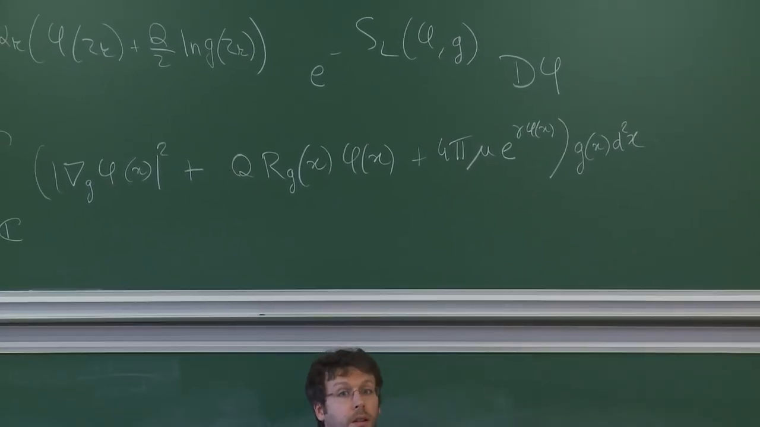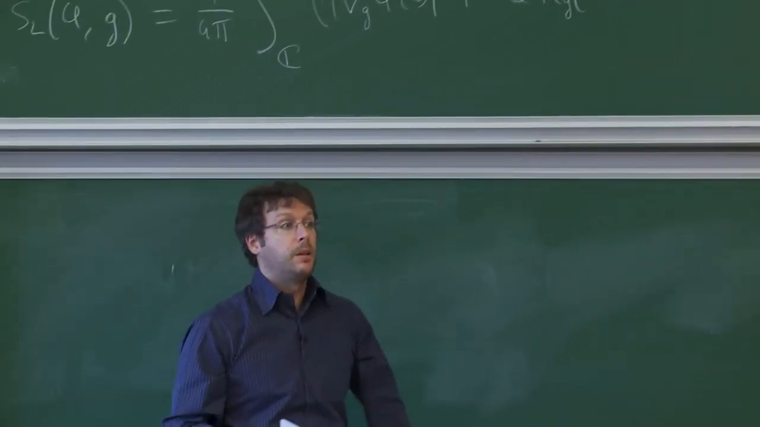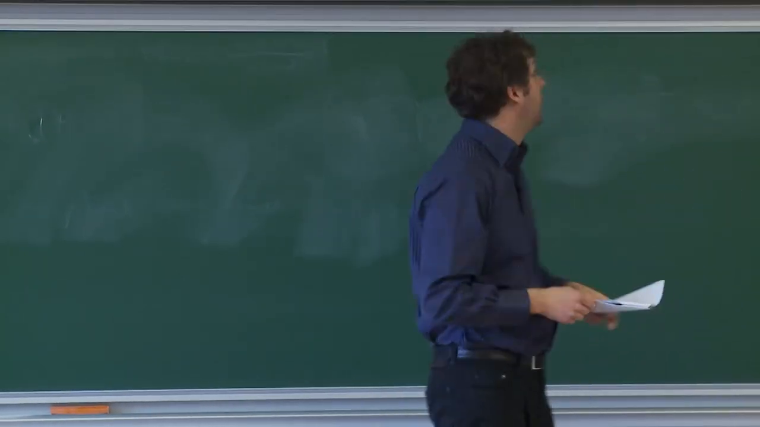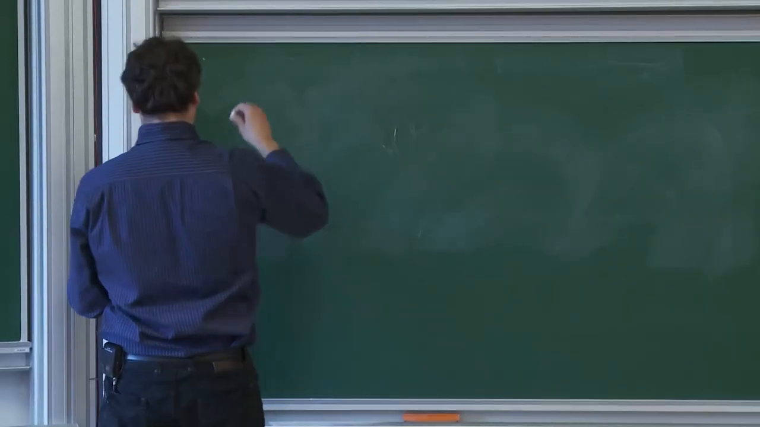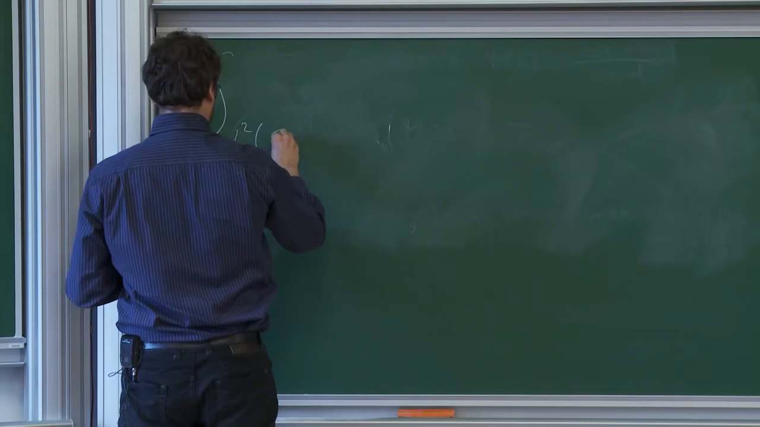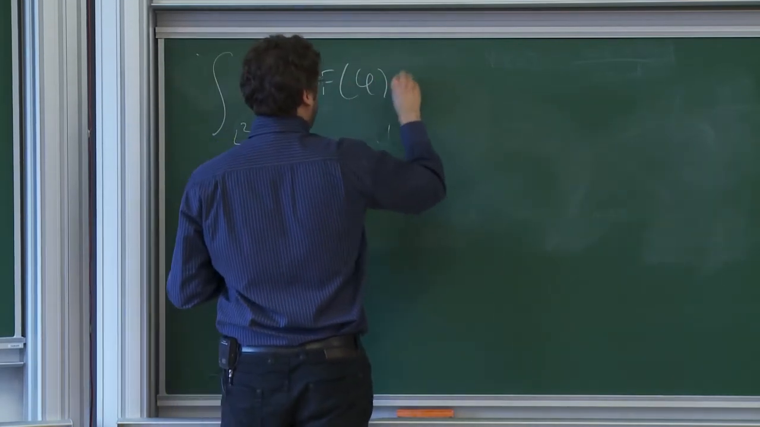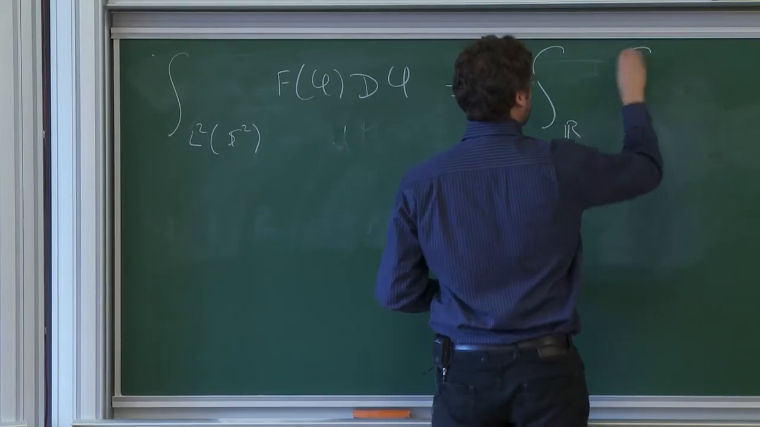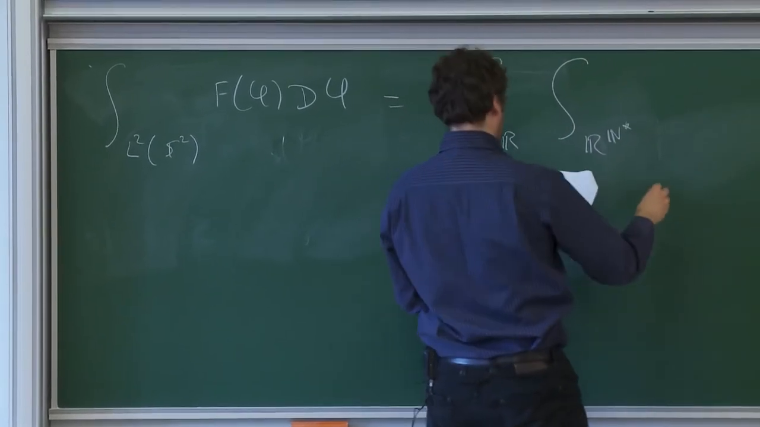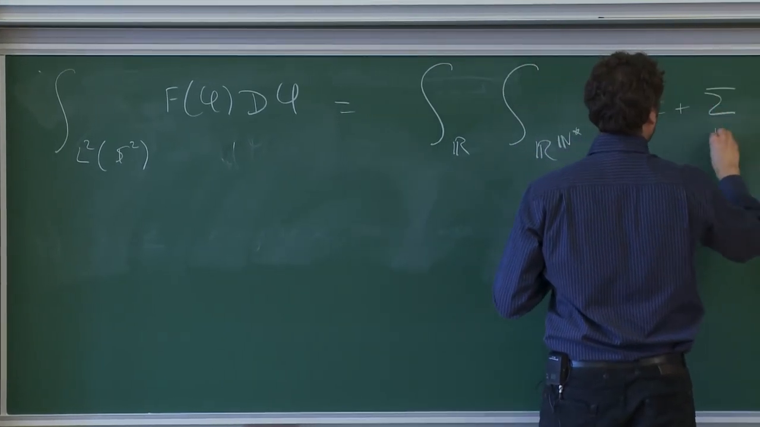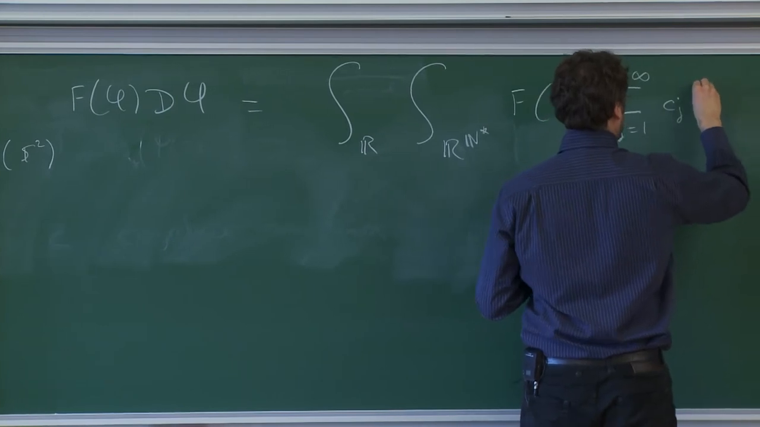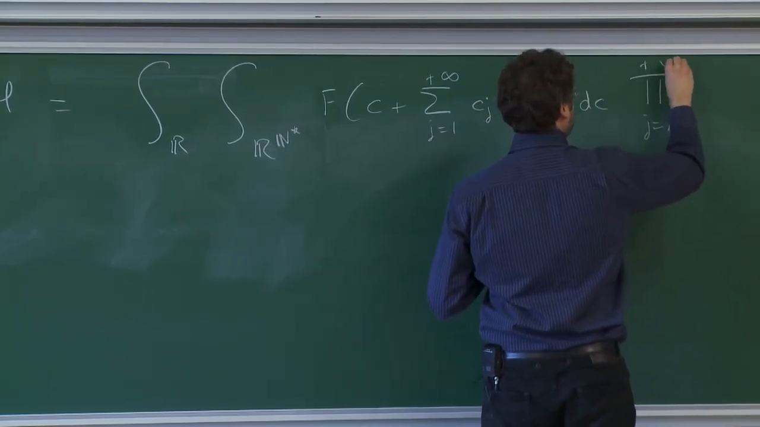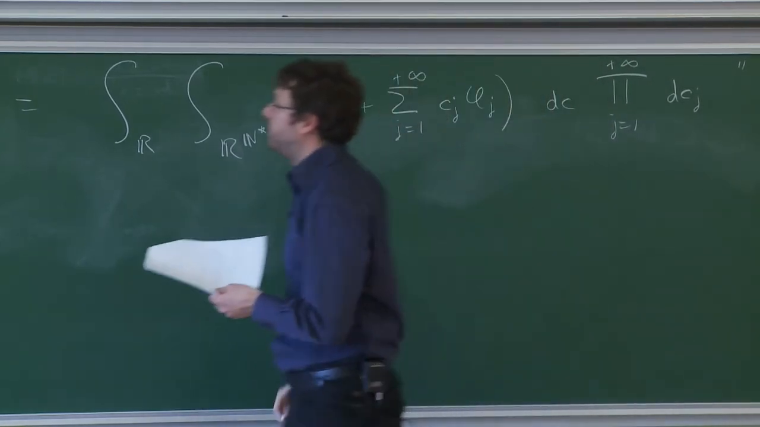Mathematically, it doesn't exist. The Lebesgue measure on L2 functions does not exist because it's an infinite dimensional space. But let's still write the definition as if it existed. Now, what would you write? Well, if I take a function and I integrate against this, then at least formally, this is what I want to write.